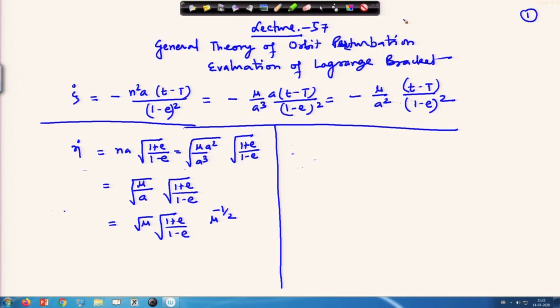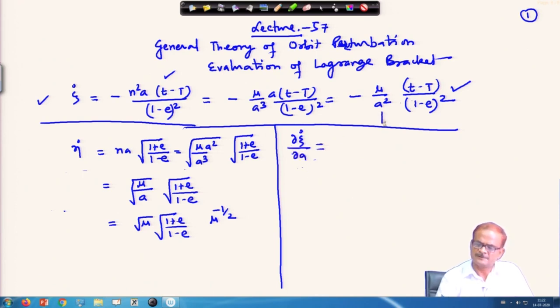Welcome to lecture number 57. So, we have been trying to evaluate the Lagrange bracket. In that context, we wrote the equation for xi dot and eta dot. Okay, so we have the equation for xi. I have kept it ready for you. So, xi dot we have written like this, and this can be reduced to this format. Finally, we get xi dot in this format, and we are looking for dou xi dot by dou a.